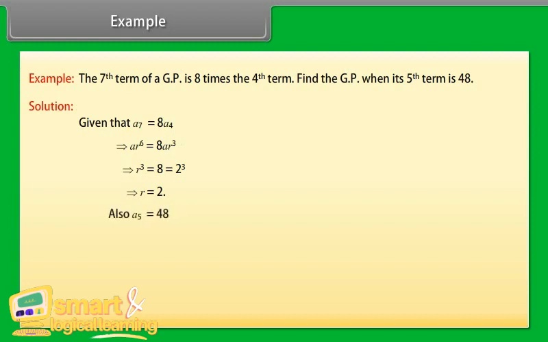Also, a5 is equal to 48. It implies a into r raised to power 4 is equal to 48. Or 16 into a is equal to 48. It implies a is equal to 3. Hence, the required GP is 3, 6, 12, 24 and so on.